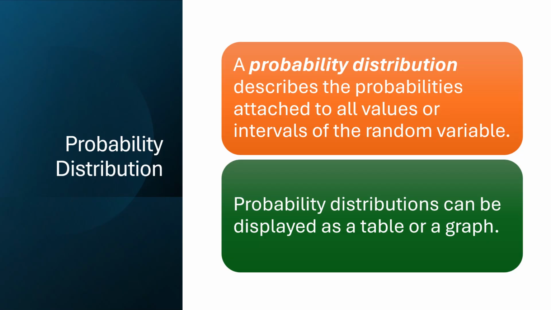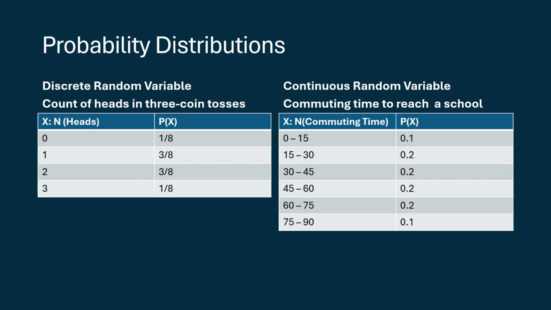Probability distribution can be displayed as a table or a graph. Let me show you an example of a table. Let us say count of heads in 3 coin tosses. There is a probability of 0 head with 1 by 8 probability, 1 head with 3 by 8, 2 head with 3 by 8 and 3 heads with 1 by 8 probability. This is a tabular representation of the probability distribution.